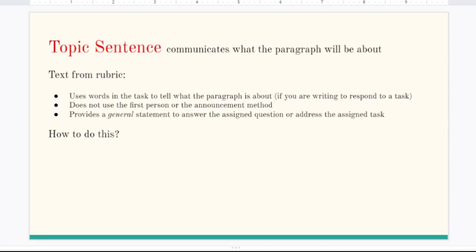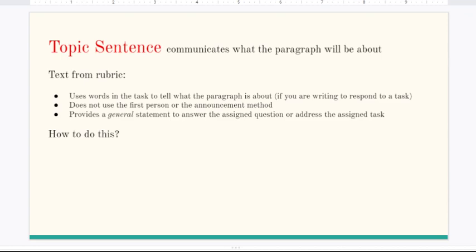The second requirement of topic sentences is that your topic sentence should not use the first person or the announcement method, which we'll talk about in the next video. The third requirement of topic sentences is that they provide a general statement to answer the assigned question or address the assigned task. Okay, so general is in italics there, which means it's kind of slanted. And so that word is emphasized. And what this means is that you're giving a general statement. You're not giving specific details.